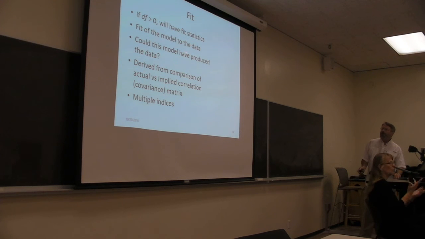And what these represent is the fit of the model to the data. Another way of thinking about that is, could this model have produced the data you got? Okay. It's derived from the comparison of the actual correlation matrix to the implied correlation matrix. And there are multiple, like dozens of different possible fit indices. So in the model I showed you originally, here were several listed: chi-square, TLI, CFI, RMSEA. And there are rules of thumb for judging these.